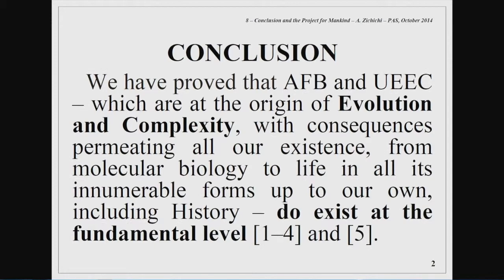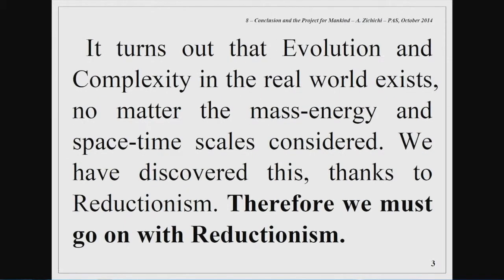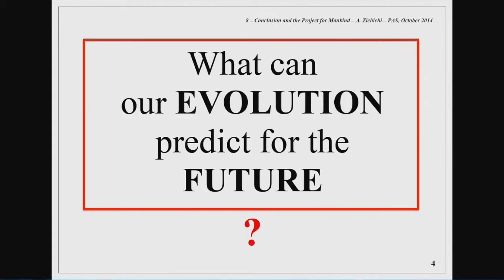Totally unpredicted. A man was killed in Sarajevo. How many people are killed? But this produced the First World War and the Second World War. It turns out that evolution and complexity in the real world exist no matter the mass, energy, and space-times considered. We have discovered this thanks to reductionism. Therefore, we must go on with reductionism. What can evolution predict for the future?